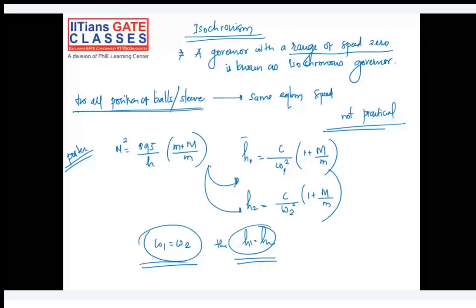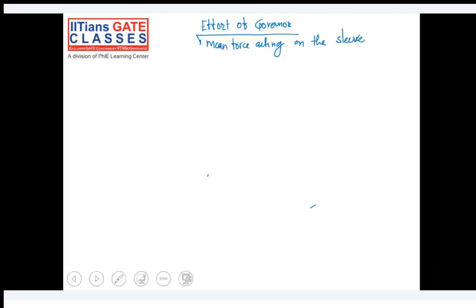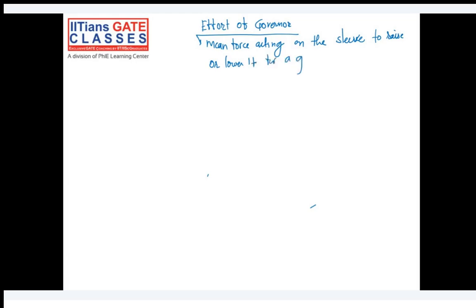I'll proceed to the next slide. Another point is effort of governor. So effort of governor, write down the definition first. It's the mean force acting on the sleeve to rise or lower it for a given change of speed. Okay, for a given change of speed. Mean force acting on the sleeve to rise or lower it for a given change of the speed.